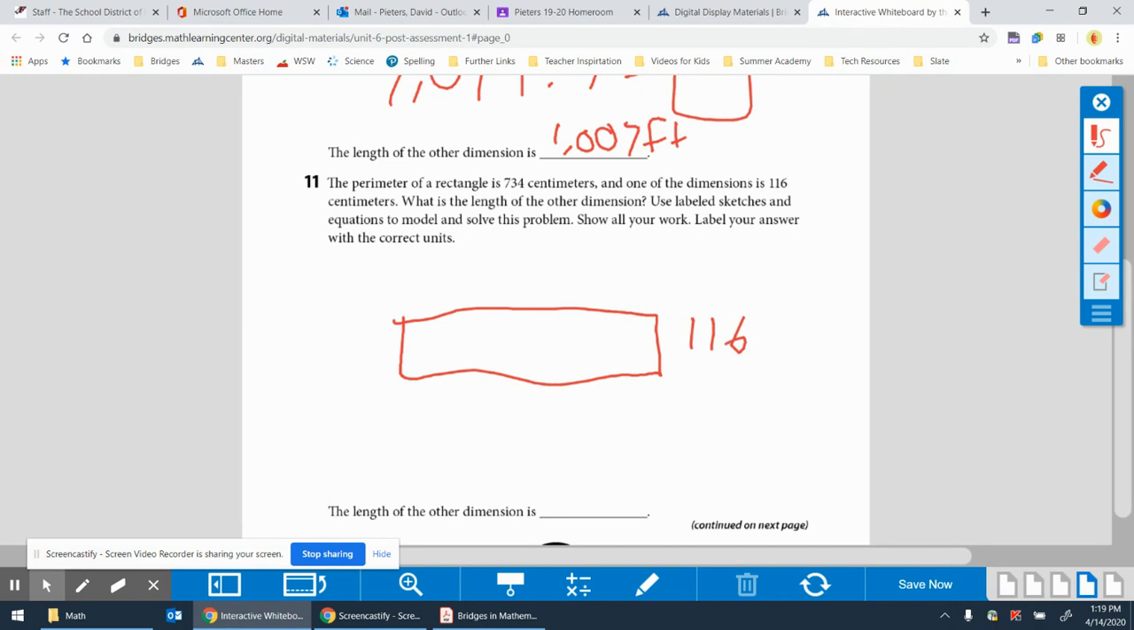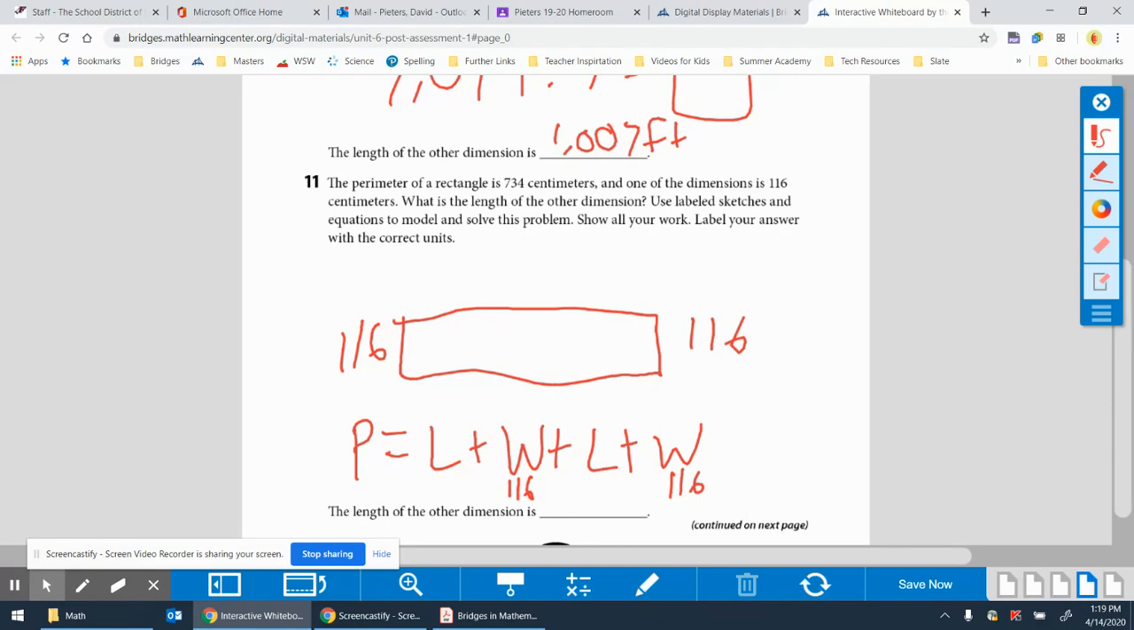So if we know this side is 116, remember for perimeter, we can do equals length times 2 plus width times 2. Or a lot of kids just like to do length plus width plus length plus width. We add up all the sides. So if this side is 116 and it's a rectangle, we automatically know that this side over here has to be 116. So far, we've got, for our equation here, 116 and 116.